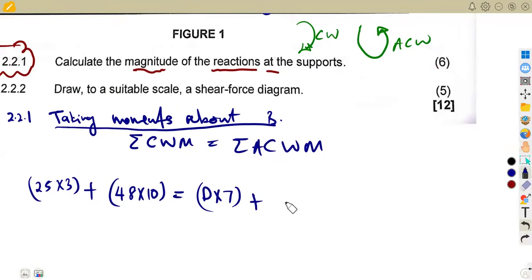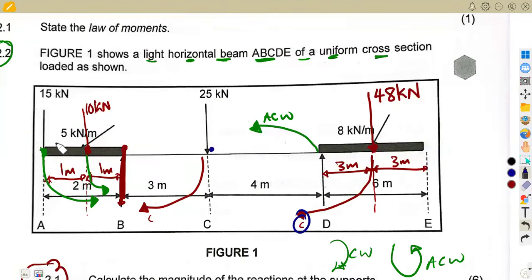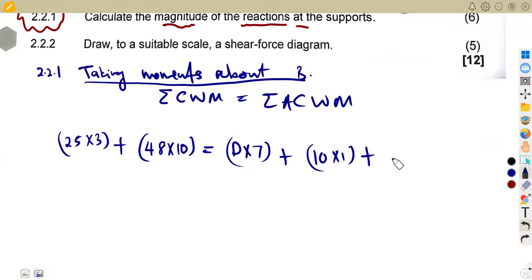Force times distance, 10 by 1 plus, we still have another one at the end, the 15 kilonewton back to B. The distance there covered is the 2 meters. So we need the distance between these 2 points, which is 2 meters. So it's 15 times 2. It's part of the anti-clockwise, remember? So that's 15 by 2.